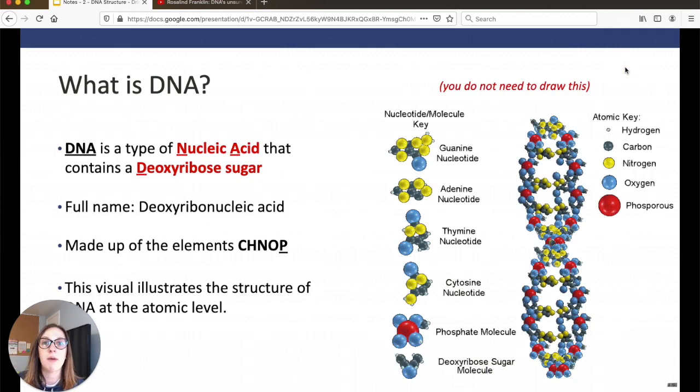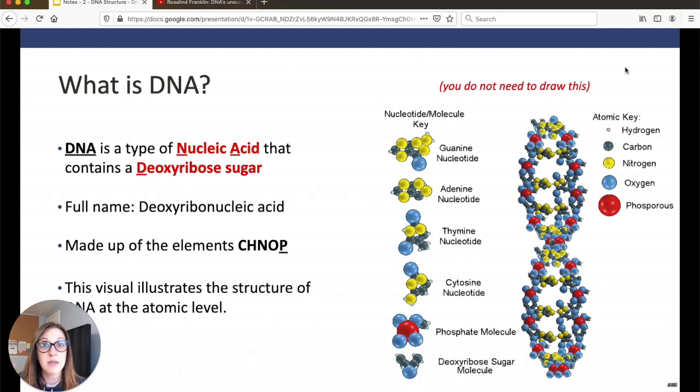So let's start by thinking about the basics. So what do we know today about the molecule of DNA? Well, DNA is a type of nucleic acid. Remember we learned about the four major groups of organic compounds: carbohydrates, proteins, nucleic acids, and lipids. So nucleic acid is what DNA is an example of.